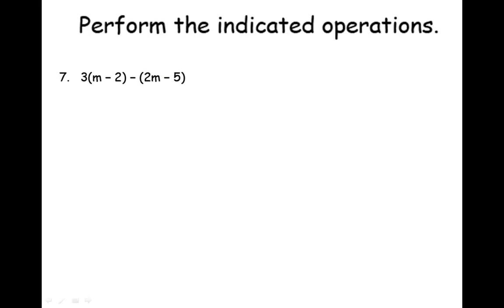Number 7. The indicated operation here is that we need to remember the distributive property. So 3 times m is 3m. 3 times negative 2 is negative 6. But we also have to remember to distribute in this negative 1. Negative 1 times negative 5 is positive 5. After we've distributed in the 3 and the negative 1, we want to combine like terms. 3m and negative 2m is m, and negative 6 and positive 5 is negative 1.